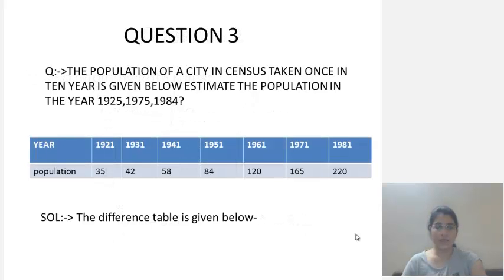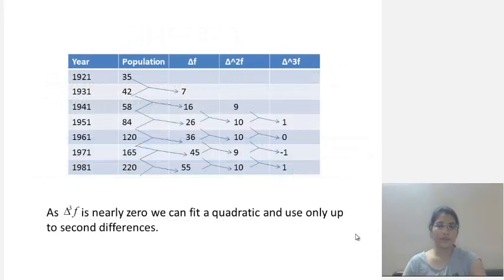Our question 3 is based on forward difference operators and backward difference operators. The question is, the population of a city in a census taken once in 10 years is given below. Estimate the population in the years 1925, 1975 and 1985. The difference table we can form is this. Here we have again calculated delta f, delta square f and delta cube f. Here delta f is the forward difference operator.